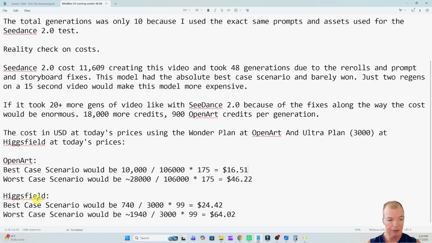And in Higgsfield, on the 3,000 credit plan, it's actually 2442 in the best case scenario, and 6402 for the worst case scenario. Again, you're probably really going to land somewhere in the middle. But that's to give you a general idea of costs when you are actually working your way through a storyboard and your prompts and fixing things as you go. You're not going to get the best case scenario. Hopefully you won't get the worst case scenario.